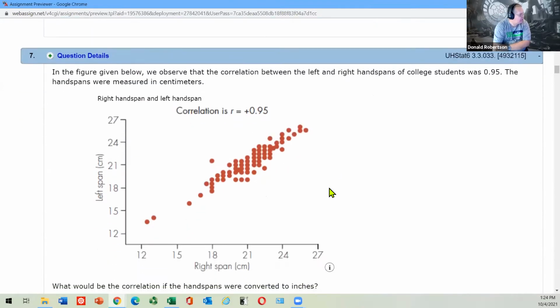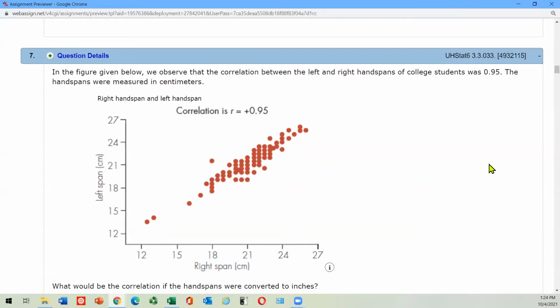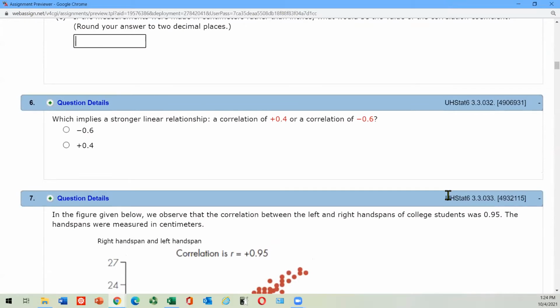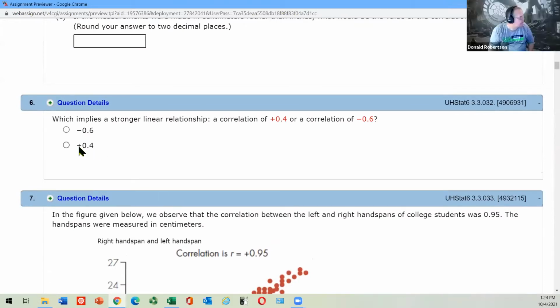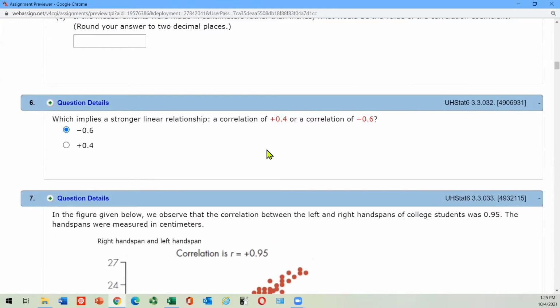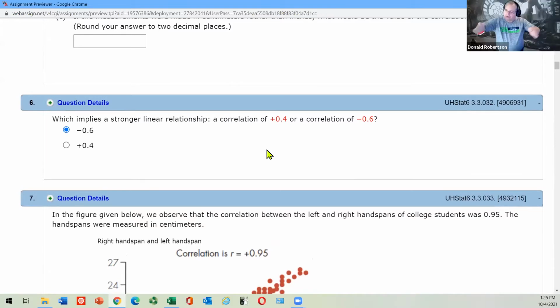Now, here we have a scatter plot and a correlation of 0.95. Yes, Isabel, question? Real quick, can you go back up for a second to the one that you were just talking about? You said it was negative 0.6 because it's closer to negative 1. Correct. Okay, cool. Thank you. The closer you are to the outsides, the stronger the relationship is, the closer you are to being a straight line. On the one side, positive straight line, right? And the other, a negative straight line, but it's still a straight line.